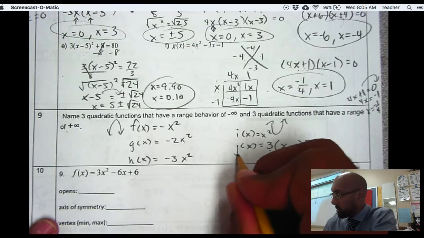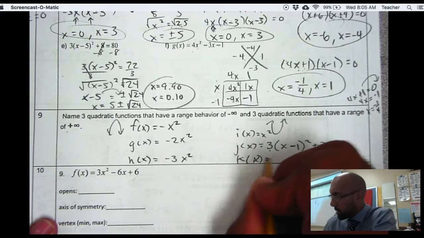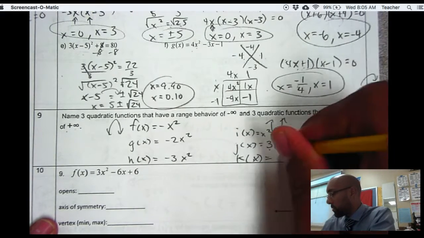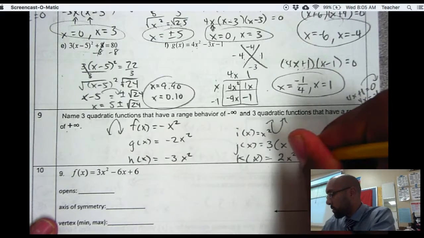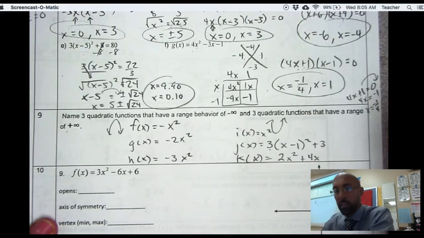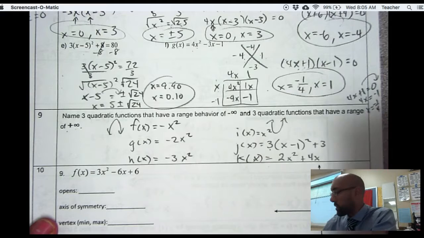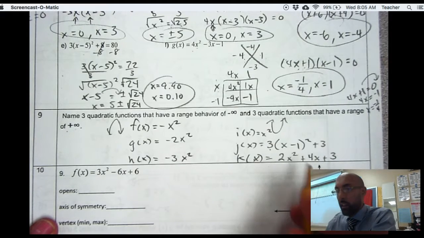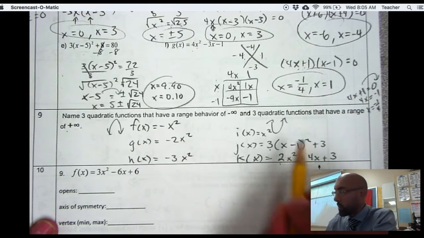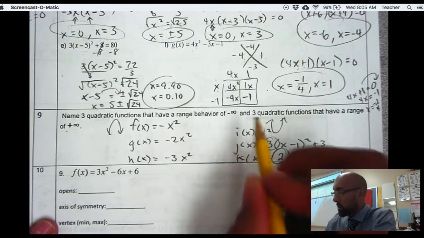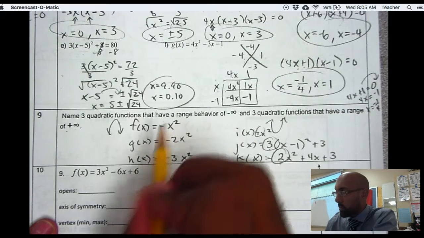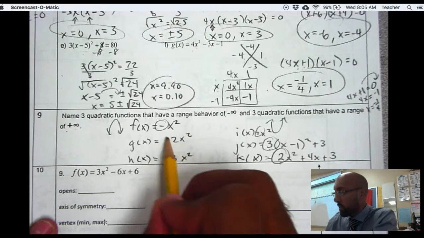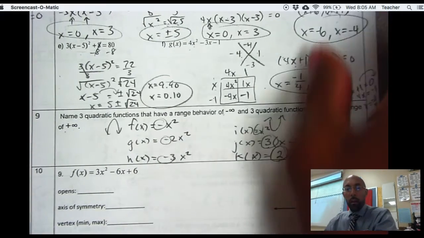And then the last one we'll do k(x). And let's say, I don't know, we'll do 2x² + 4x, one that's kind of in a standard form look here, plus 3. And again, what matters is that first number in the front is positive. And if its range behavior is -infinity, it's negative. All right, so now the next one.